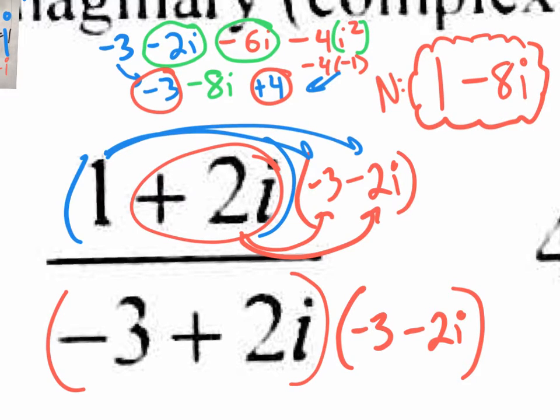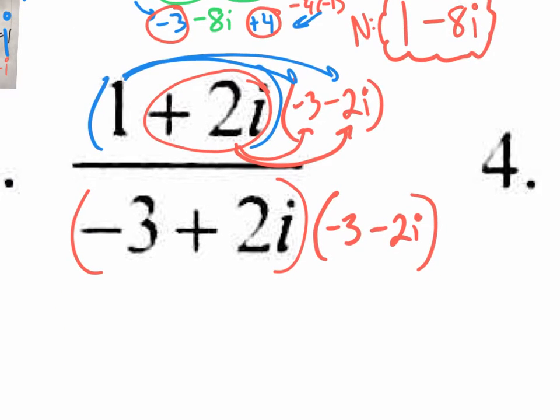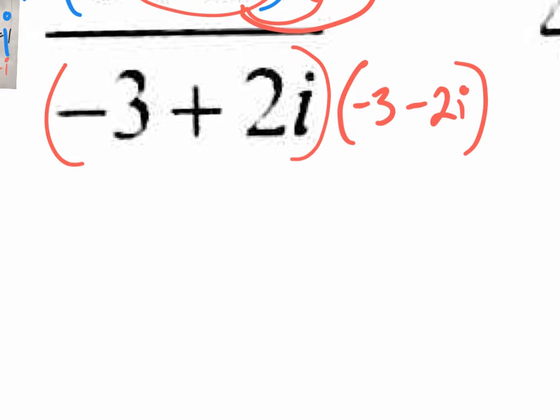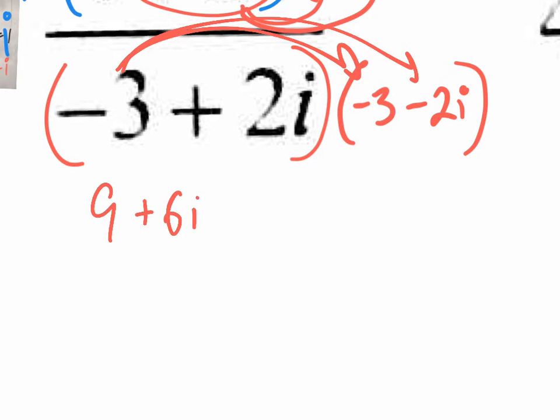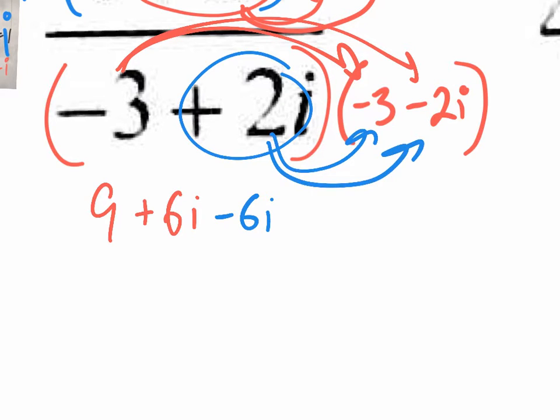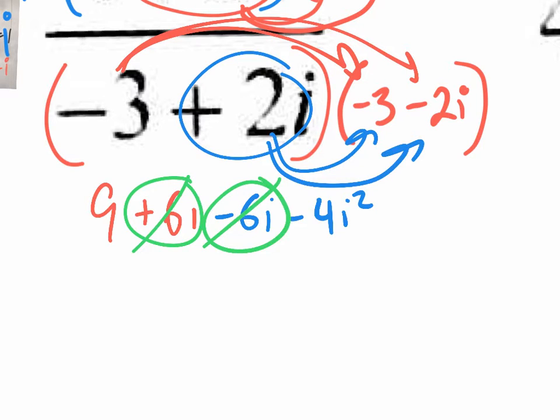The numerator right there. Let's go down and simplify and get the denominator after multiplying by its conjugate. So we're going to have negative 3 times negative 3, that's positive 9. Negative 3 times negative 2i, that's positive 6i. Then we have positive 2i times negative 3, that's negative 6i. Positive 2i times negative 2i, that's negative 4i squared. We already know the middle terms cancel out.